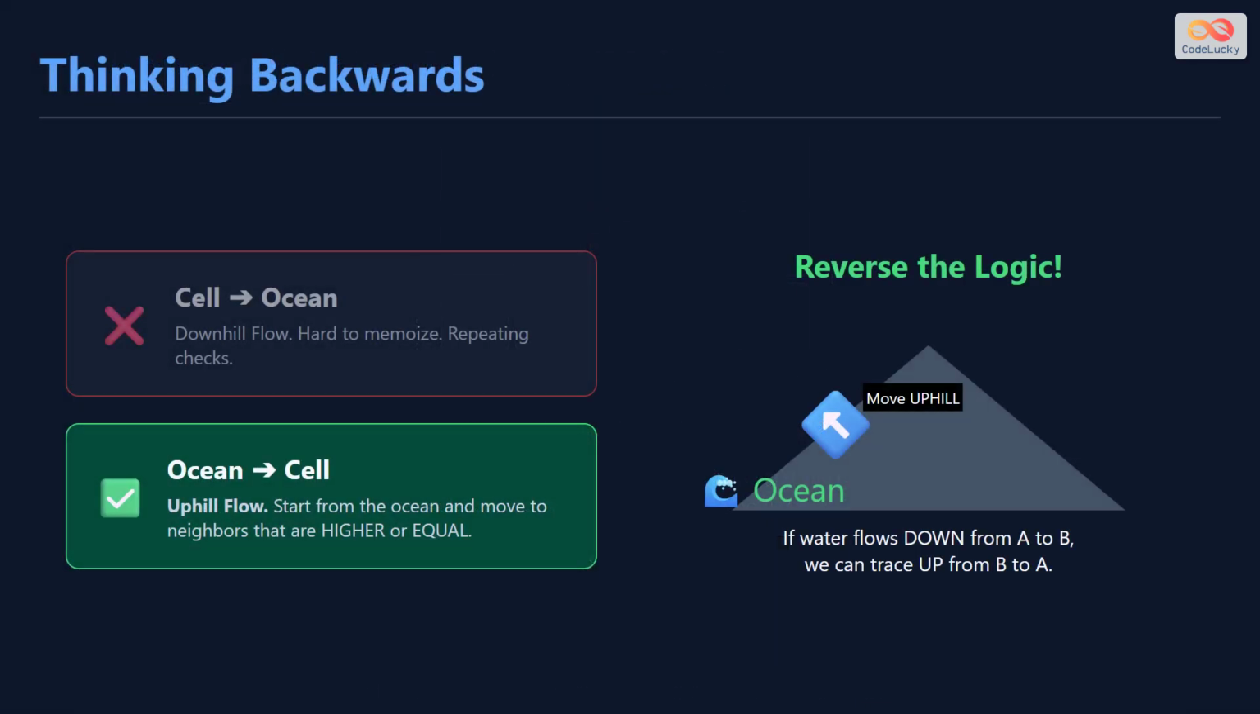Here is the key insight to solve this efficiently. Instead of thinking about water flowing down from the cells to the ocean, let's think backwards. Imagine starting at the ocean and trying to move uphill. If we start at the ocean, any cell we can reach by moving to a higher or equal neighbor means water from that neighbor could flow down to us.